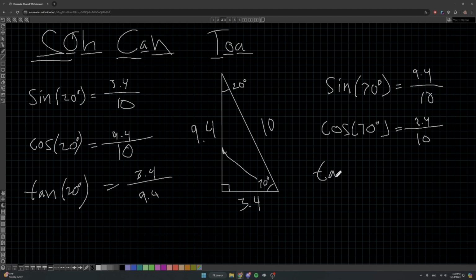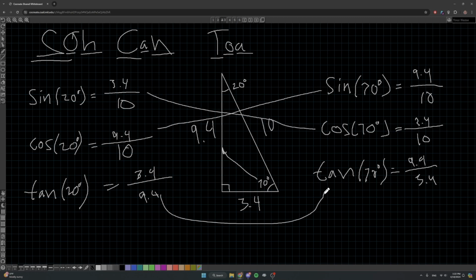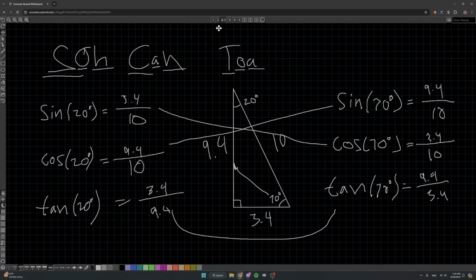And TOA. Sorry, you can see how ahead of myself I'm getting. Tangent of 70 is TOA, so opposite over adjacent. The opposite is 9.4 over 3.4. And if you want to make it really fast, then you already know we've already wasted our time. We didn't have to do any of this because we just get this, right? These guys are the exact same. These guys are the exact same. And for these guys, you just flip it. I didn't even have to calculate it.